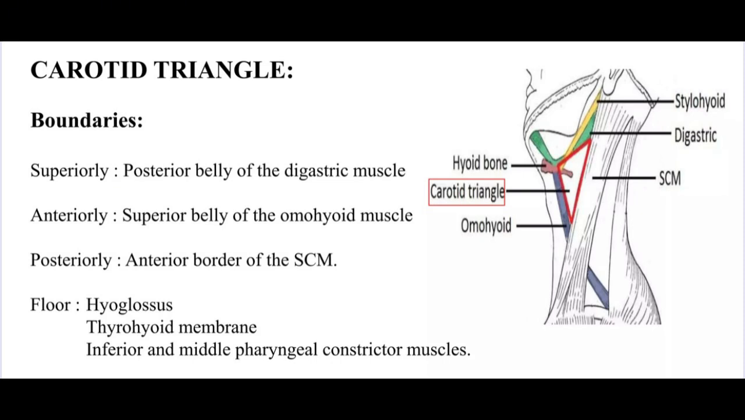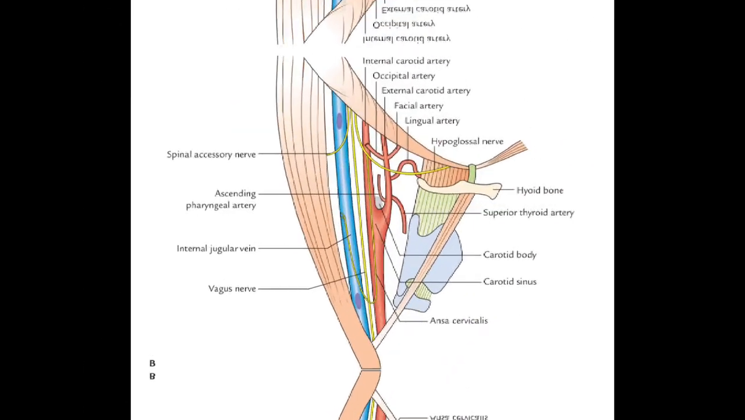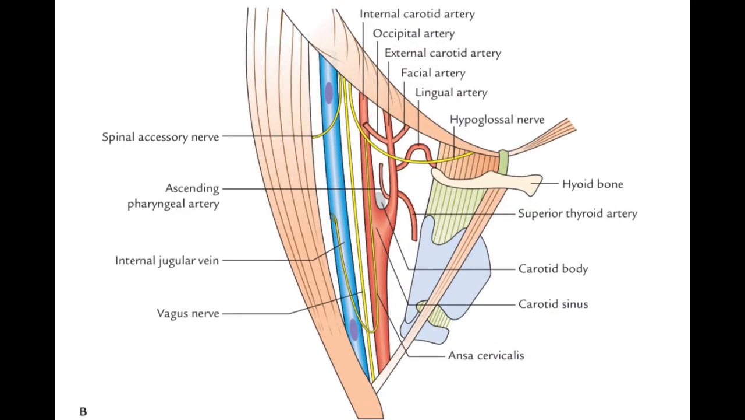So what is MITH? You have the thyrohyoid muscle, which is an infrahyoid muscle, the hyoglossus muscle, the middle constrictor, and the inferior constrictor. MITH. What are the contents of this triangle? You have the carotid artery, the common carotid artery, which ascends in the carotid sheath. Now you have the internal carotid artery, which continues from the common carotid artery.